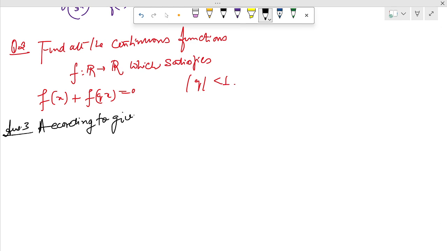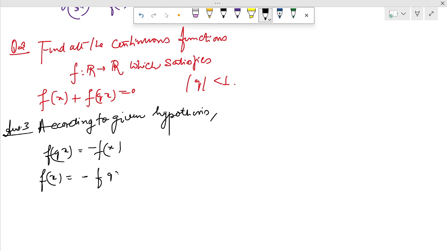So according to the given hypothesis, we understand that f of qx is equal to minus of f of x. So we can say that f of x is equal to minus of f of qx. If I replace x by qx here, f of qx will be equal to minus of f of q square x.